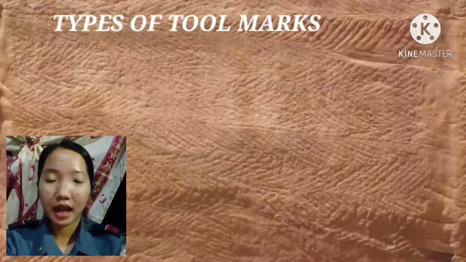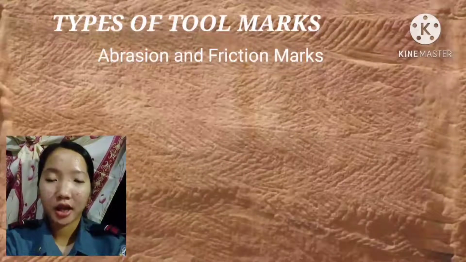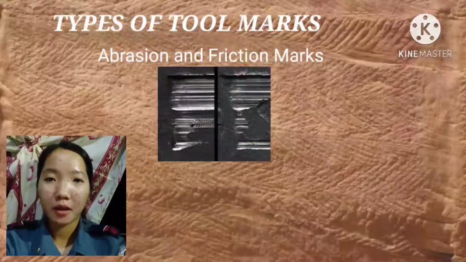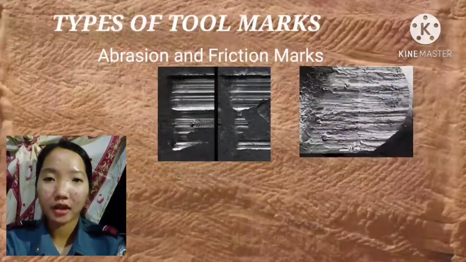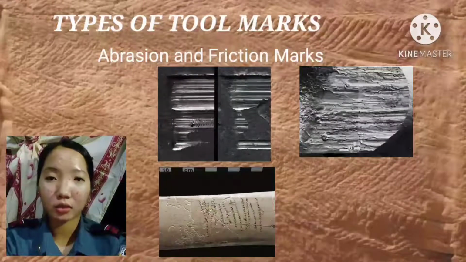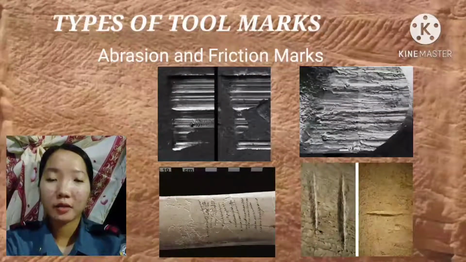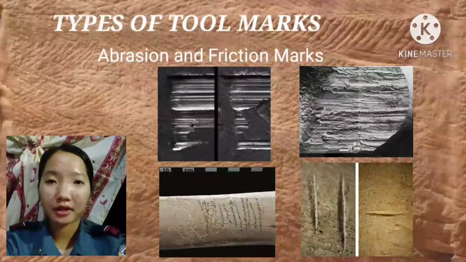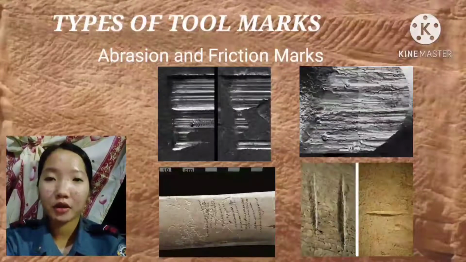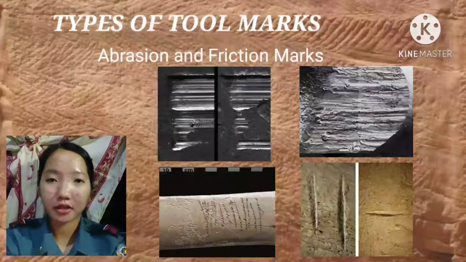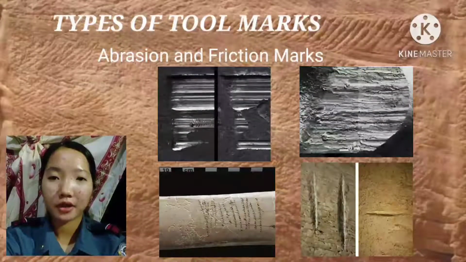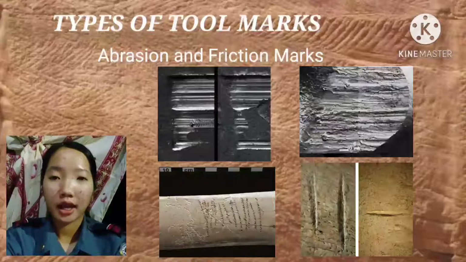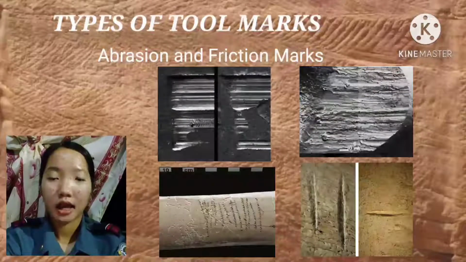The second type is an abrasion or friction mark. Ito ay ang naiwang impression by sliding or cutting action ng isang tool na nag-produce ng striated area sa marked surface. Ang example ng totoong abrasion mark ay ang bolt cutter marks on a rod or wires, screwdriver escape marks, and knife or axe cut marks.